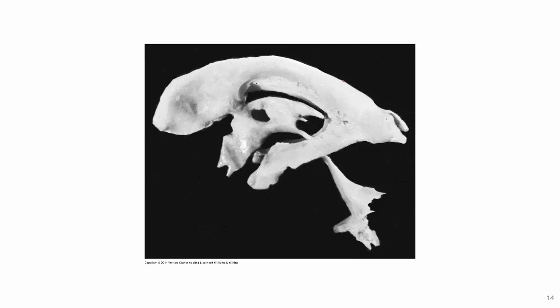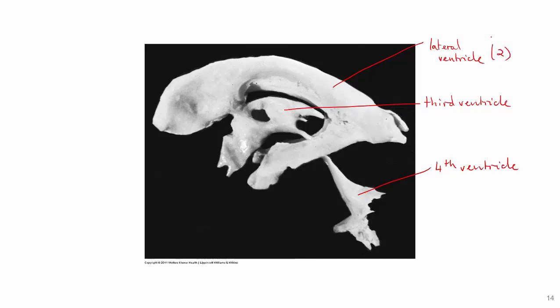So I guess we should label it. So that's the lateral ventricle, third ventricle, fourth ventricle. And remember that there are really two lateral ventricles, one in each hemisphere.